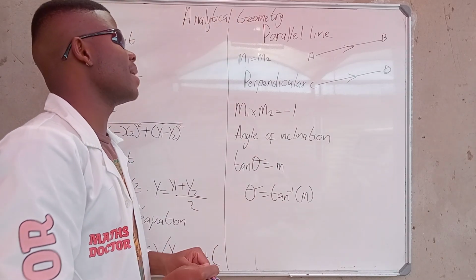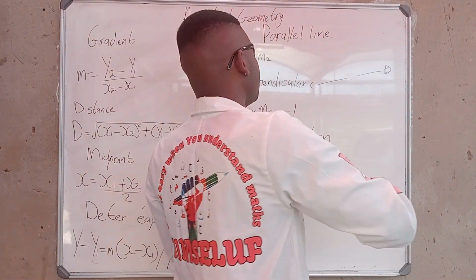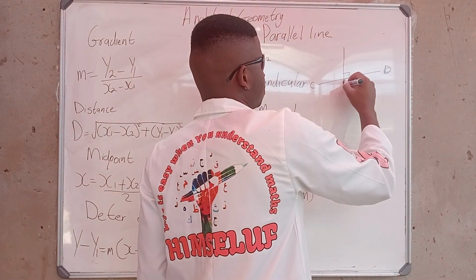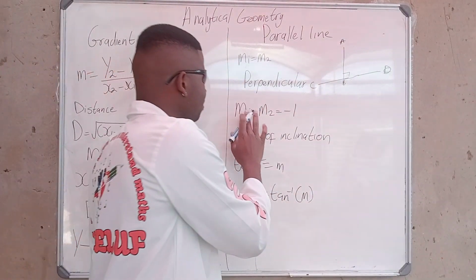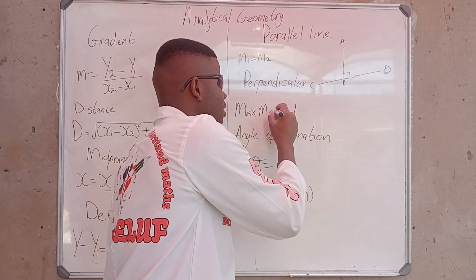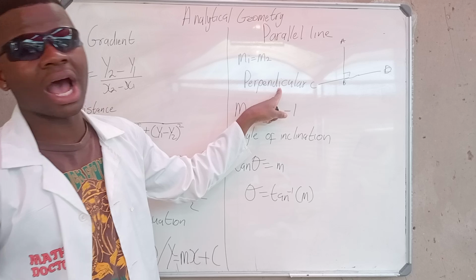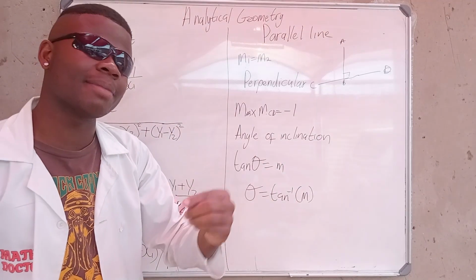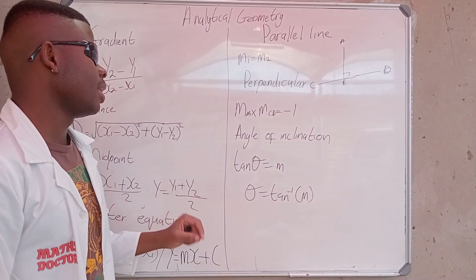Let's do perpendicular lines. On perpendicular lines, it means that when you multiply gradient AB and gradient CD, you get -1. Why? Perpendicular. If you see the square in the diagram, it means we have perpendicular lines.